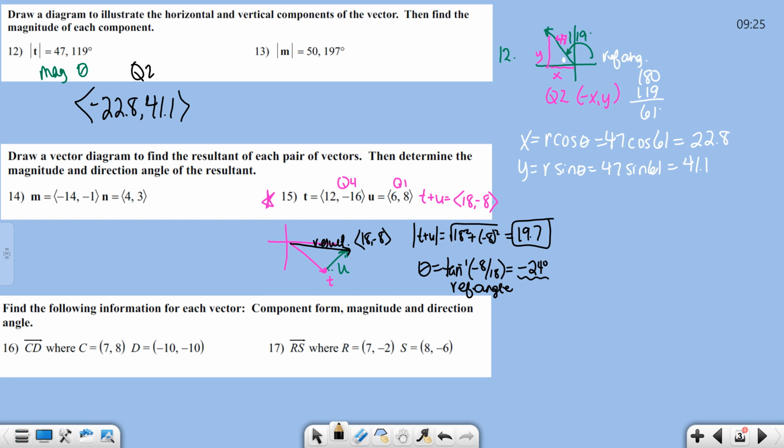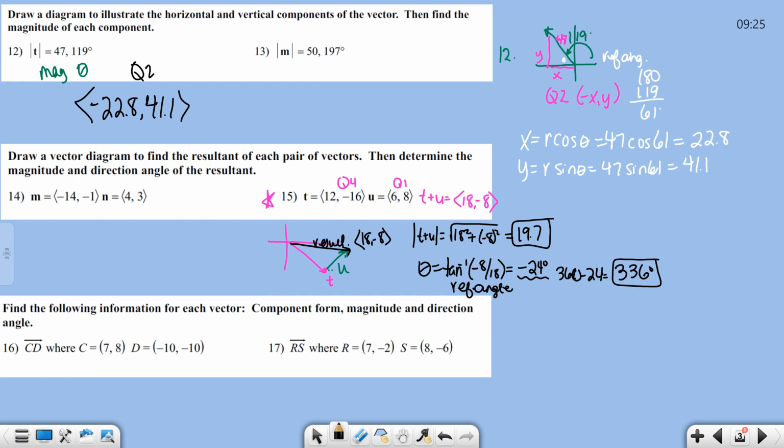That's okay. So if it's negative 24 degrees, I'm in quadrant 4, so 360 minus 24 is going to give us 336 degrees. There you go. Got that one. All right, that wasn't too bad. 360 minus the 24 gives us 336 degrees. The magnitude of the resultant is 19.7.